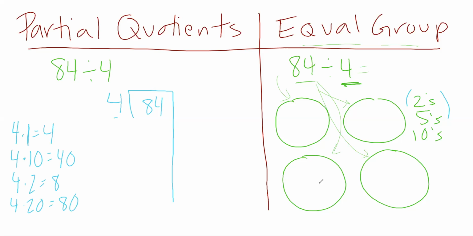Now let's jump back over to equal groups and think about, okay, what would we do here? This is a familiar process. Maybe we want to count by 10s first. So let's go 10, 20, 30, 40, right? Okay, so we'll stop there and we'll jump back over to partial quotients. We started with the groups over there. Let's do the same thing over here.